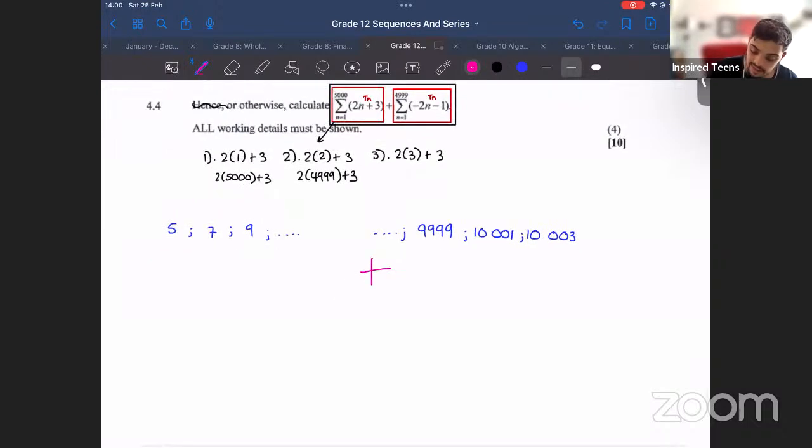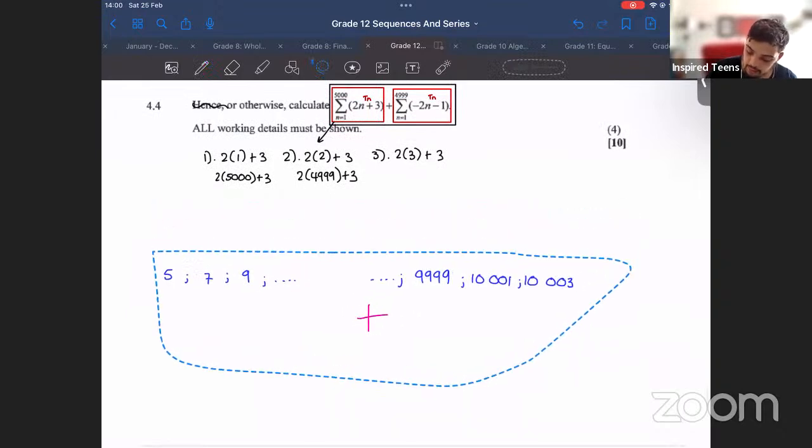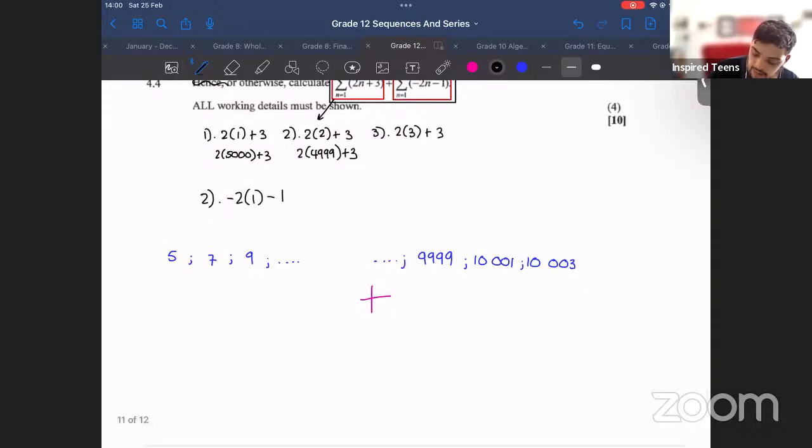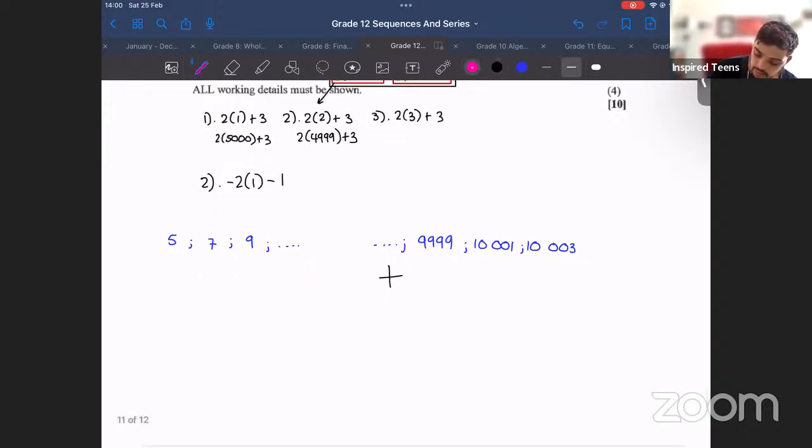And I'm going to work with the second pattern. So let's work with the second pattern. Let's calculate its values. So negative 2 into 1 minus 1. That gives me an answer of negative 2 minus 1, negative 3, I believe.